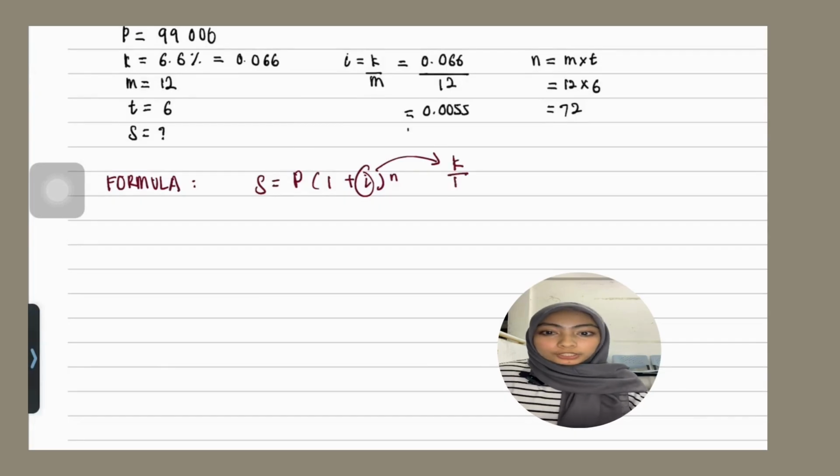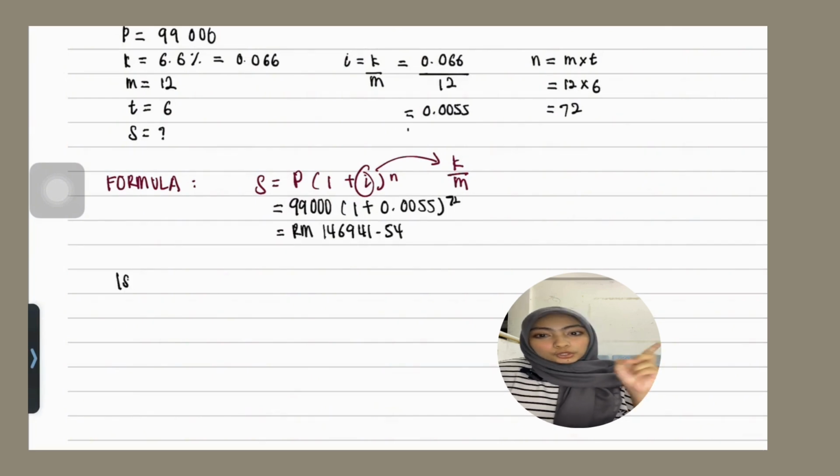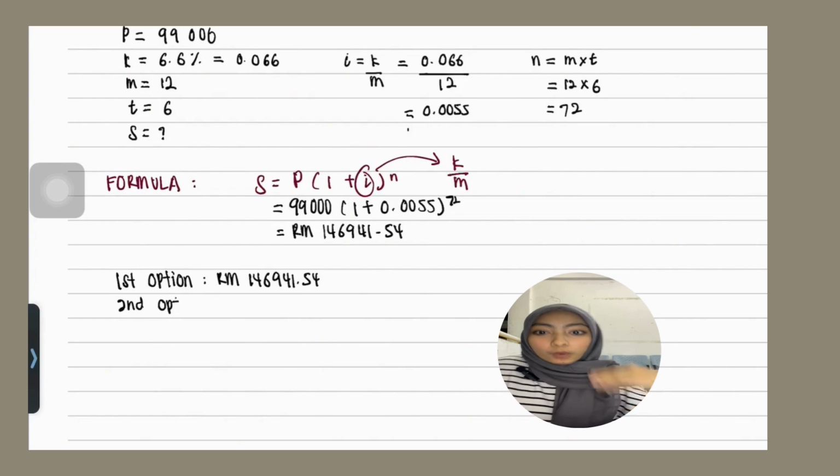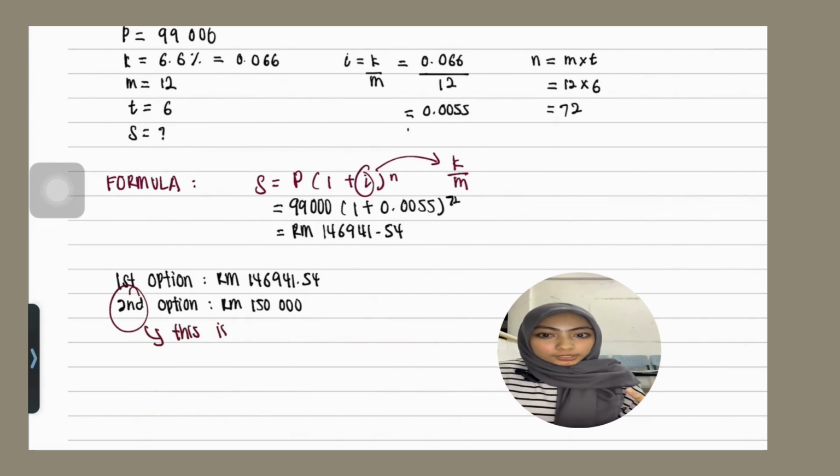You have to use the compound interest formula, and then just follow the solution step by step as shown in this video. The answer that you get, you have to compare with the second option, which is 150,000 ringgit. So the question is, which one is the best option? Which one is the beneficial one? Of course, the second option is the beneficial one. Why? I will explain the reason in the next video.